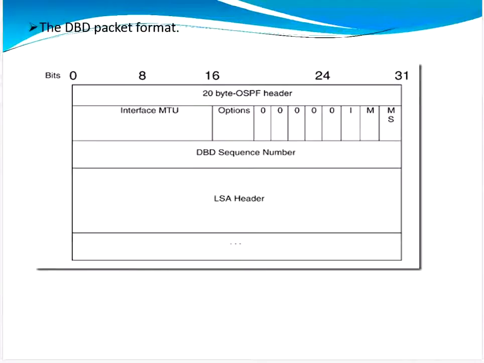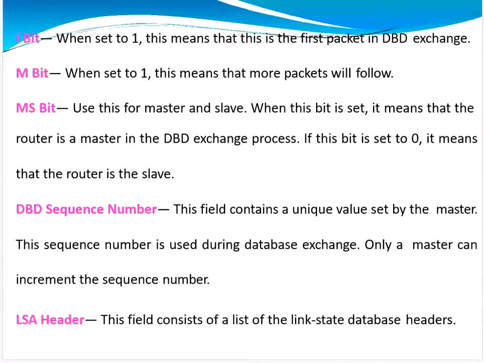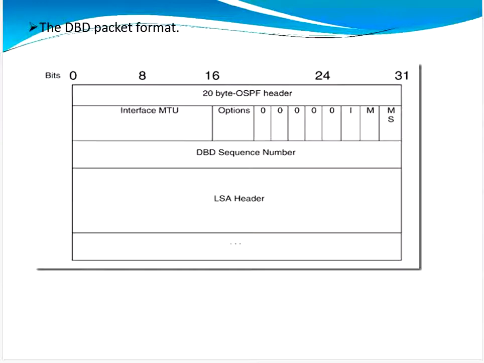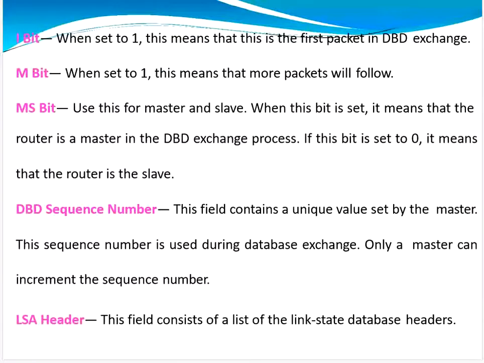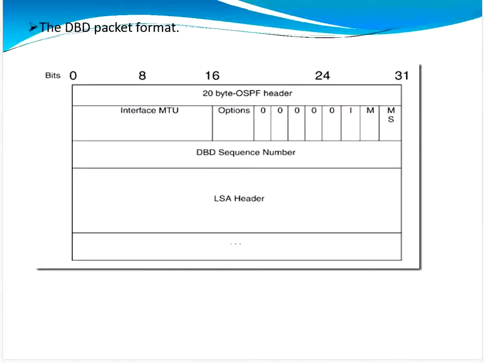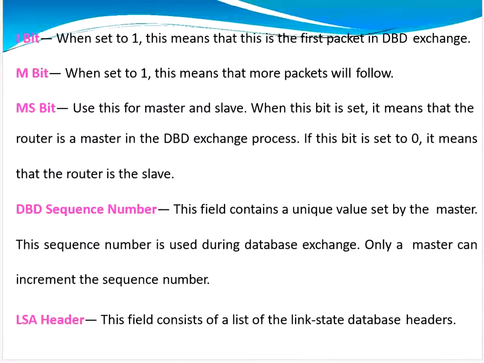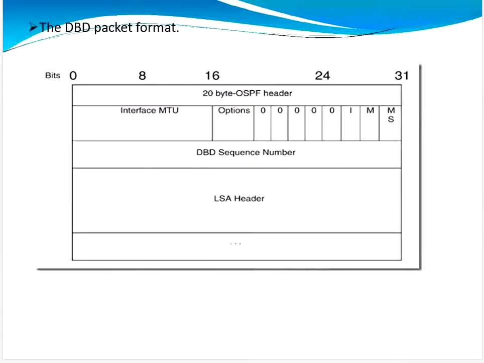So you can see the DBD packet format. This is the packet format which is used for the database description message. Here we are specifying the number of bits. In this DBD packet format, we are using the I bit.